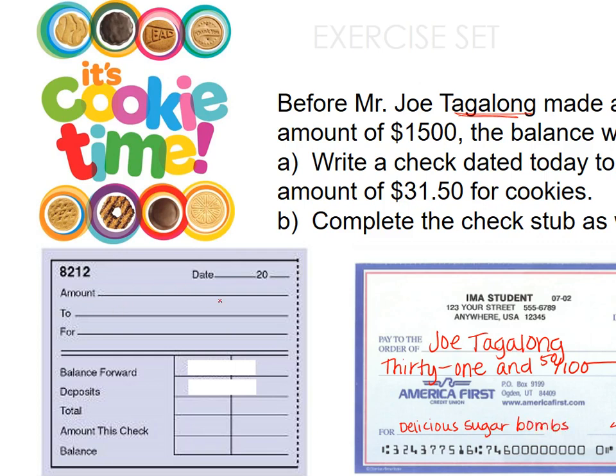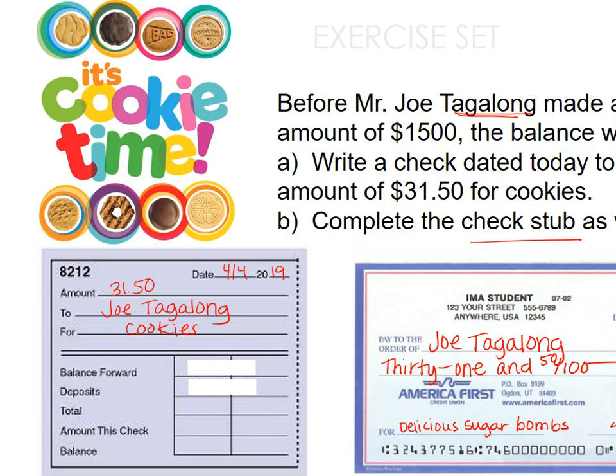Okay. And then here, this is the check stub, so complete the check stub as well. Not all of you will have these on your checkbooks, mine doesn't, but if you run a company, oftentimes you will have something like this. So the amount is $31.50 to Joe Tagalong for cookies, delicious sugar bombs, whatever you wanna call them. The date, 4/4/2018.